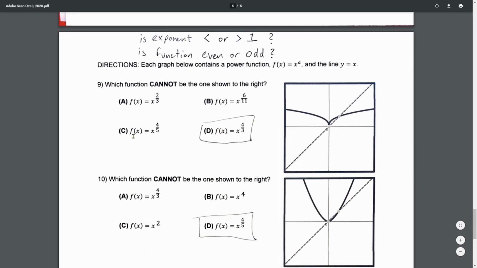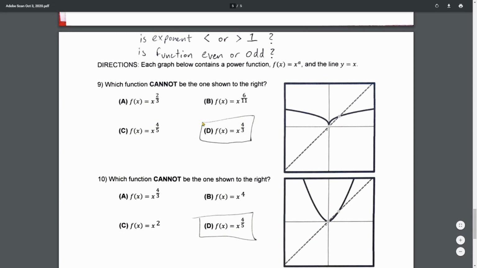As we look at these groups of functions here, the first thing we notice is that they're all even, the numerators are all even. But if we look at whether the exponents are less than or greater than 1, we can see that D here is greater than 1, 6 over 11 is less than 1, 2/3 is less than 1, and 4/5 is less than 1. So it's safe to say that our answer here would be D, x to the 4/3.